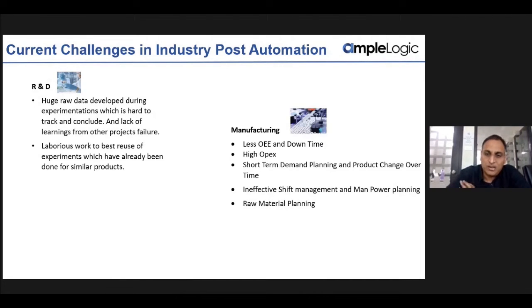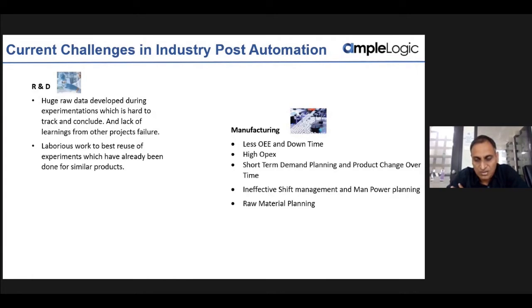And now when you look at the manufacturing side, we see less OEE, and the downtime calculations are really a big challenge. High OPEX in terms of energy utilization and all. The short-term demand planning and the product changeover time. This is one of the major challenges, even when you do very well for your runner products or non-runner products also. So this is really creating a big challenge in terms of the demand planning and the product changeover times. Ineffective shift management.